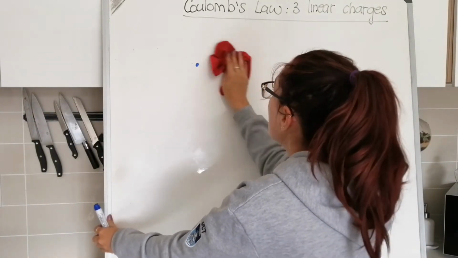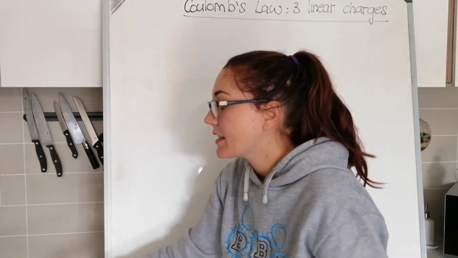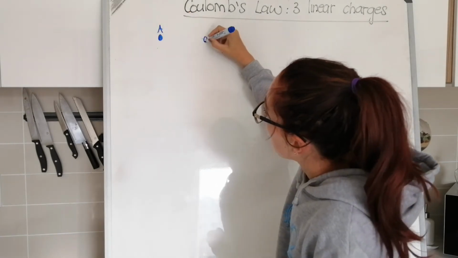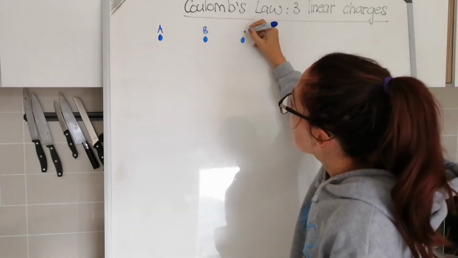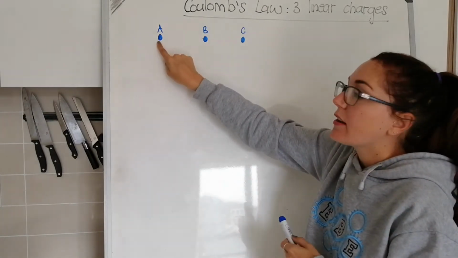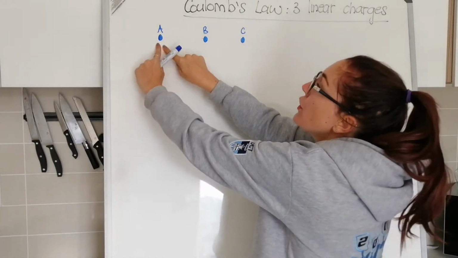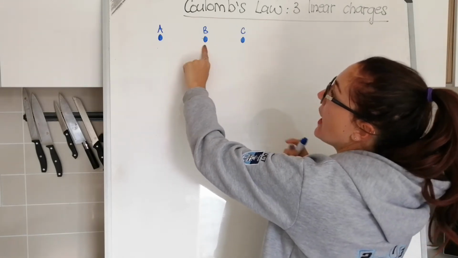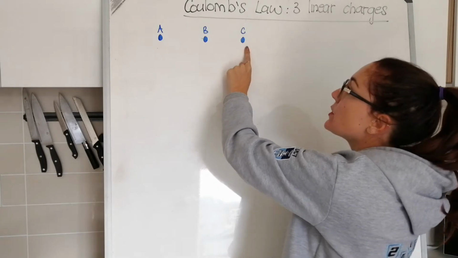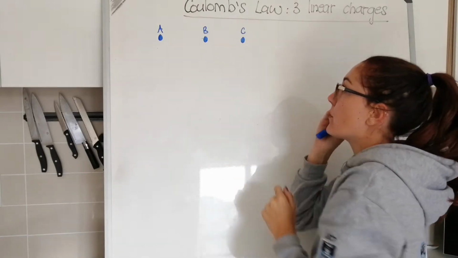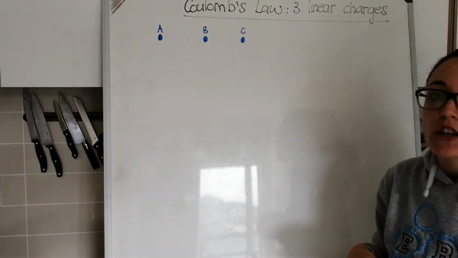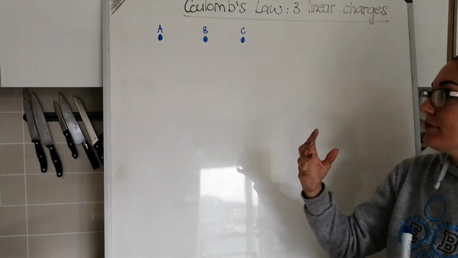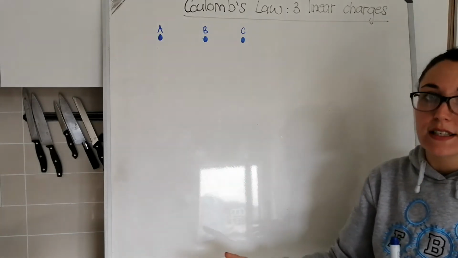Now, in order to understand how it works, firstly you have to understand that if I have 3-point charges all in a row like this, then this charge A will experience an electrostatic force from B and also from C. And B will experience a force from A and also from C, and C will experience a force from A and also from B. So that means each one of these point charges is experiencing two electrostatic forces that result in the net force it's experiencing.